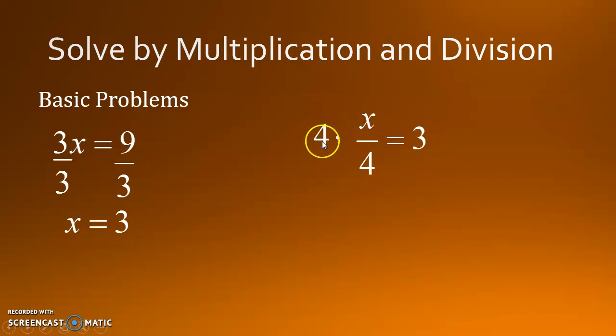All right, whatever I do to one side, I have to do to the other. These are going to cancel. 4 divided by 4 is 1. Bring everything down, bring the X down, bring the equals down. 3 times 4 is 12. These are the basic problems.